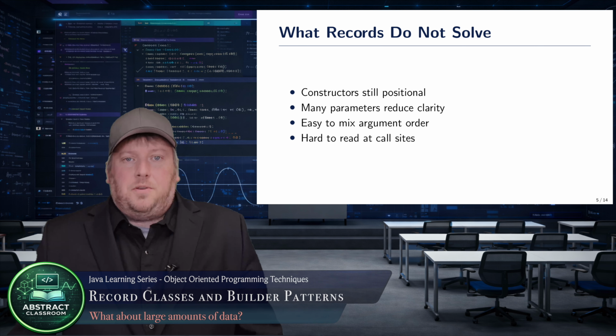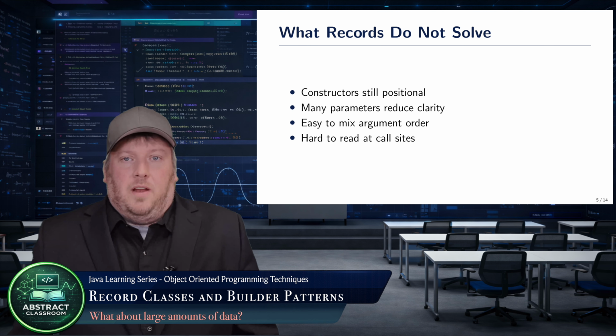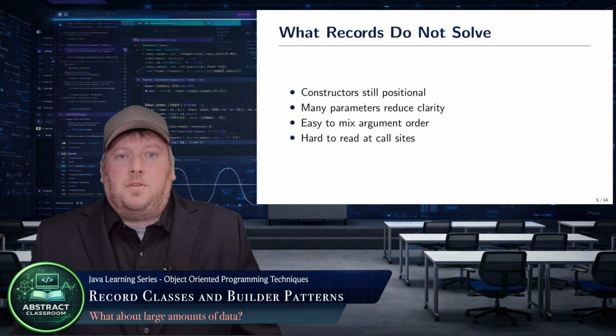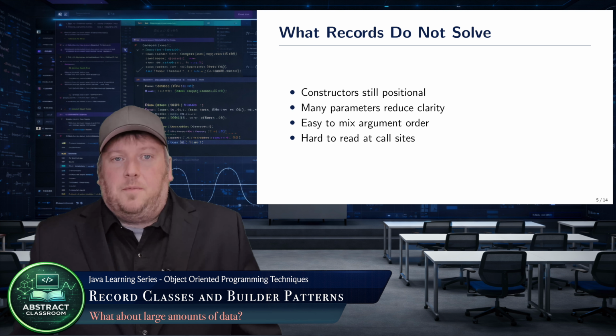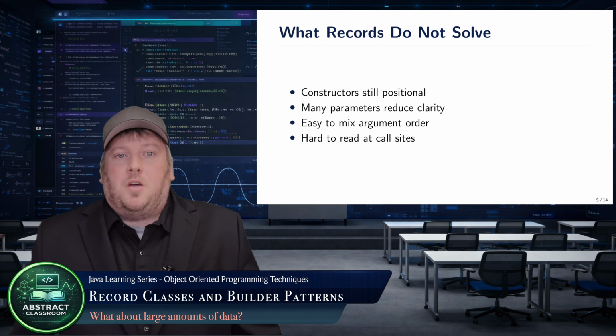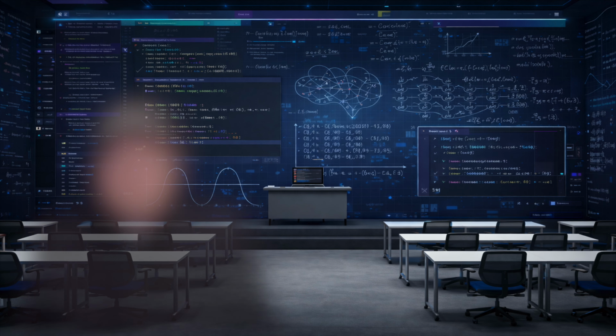Despite the concise nature, Java records do not eliminate every design concern. Even with records, constructors remain positional. If a record has many parameters, those parameters must still be passed in the correct order. With enough fields, readability declines again. It becomes difficult to scan a constructor call and immediately understand which argument corresponds to which component. So while records reduce boilerplate, they do not automatically solve the clarity problem at the call site.